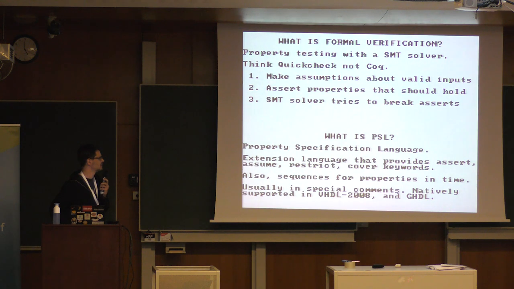And PSL is the language on top of VHDL and also Verilog, which extends the language with keywords for expressing properties and assumptions, and also for expressing sequences of things that should be true across time. So you can say, this should be true, then this, then this, then this. And this is also supported in GHDL. And since VHDL 2008, you don't have to hide them in special comments, but you can just write them as part of your main code, which is neat.